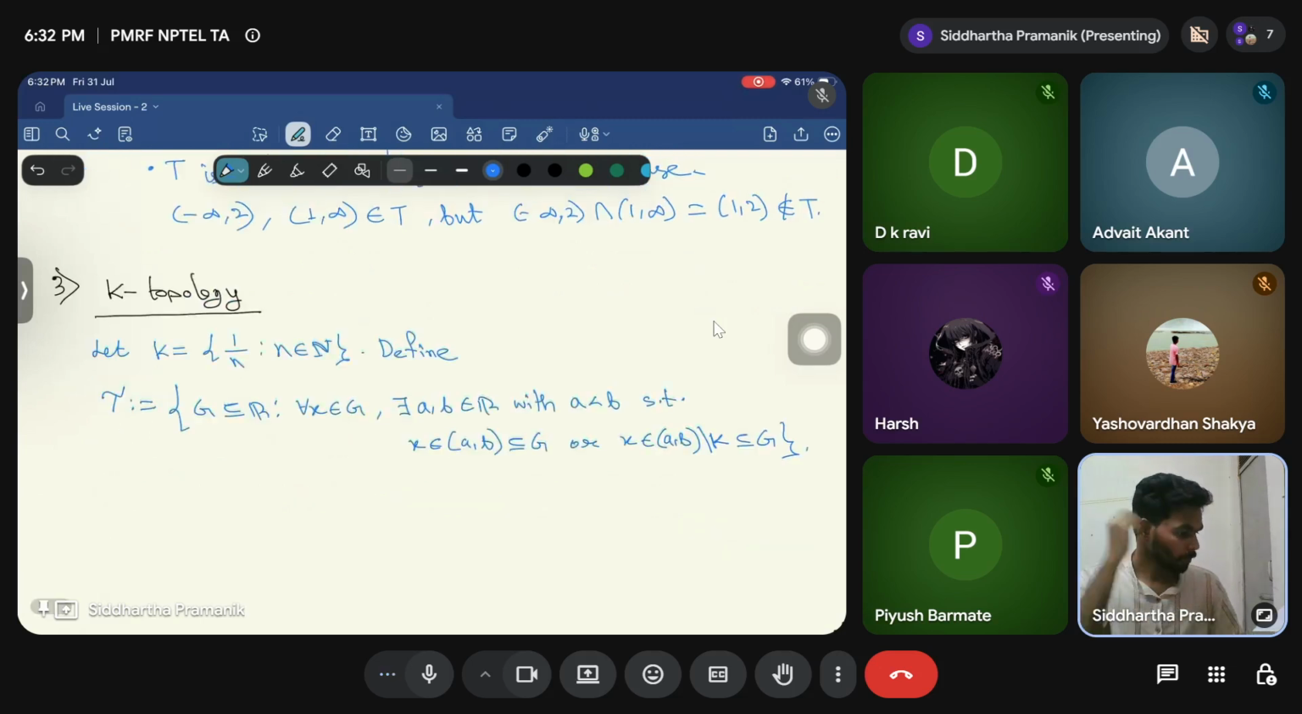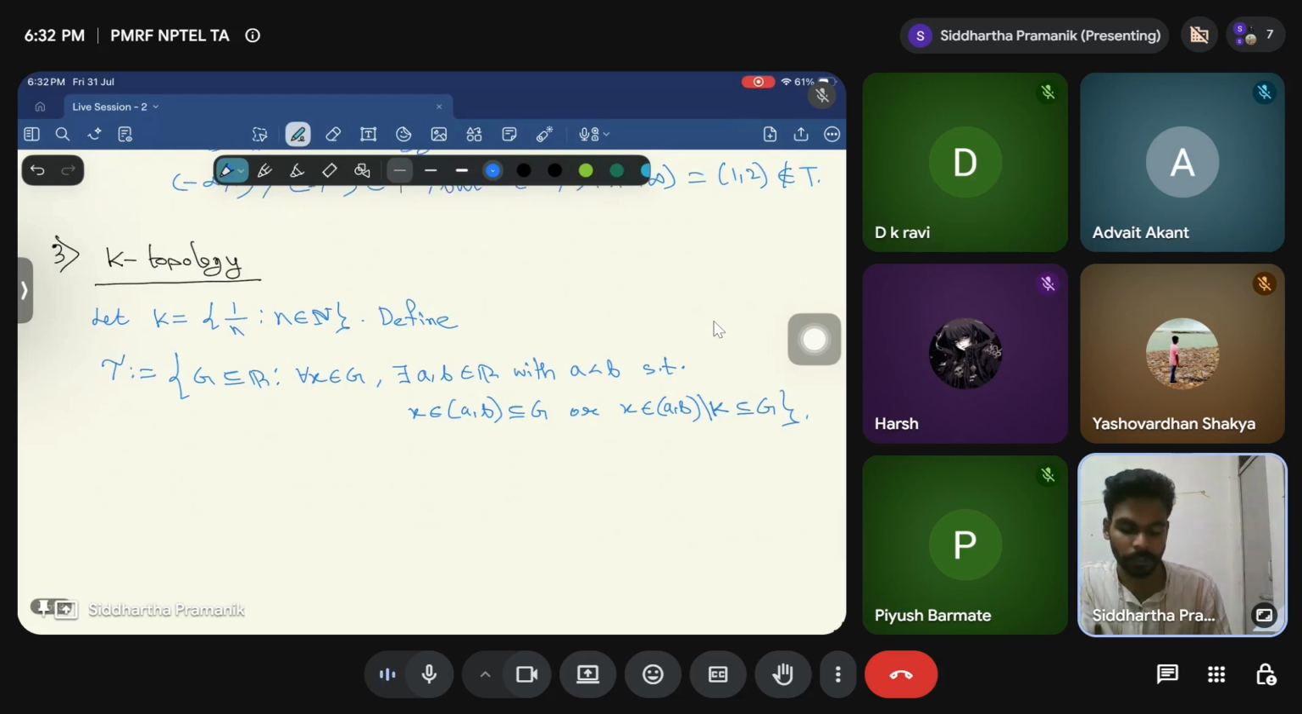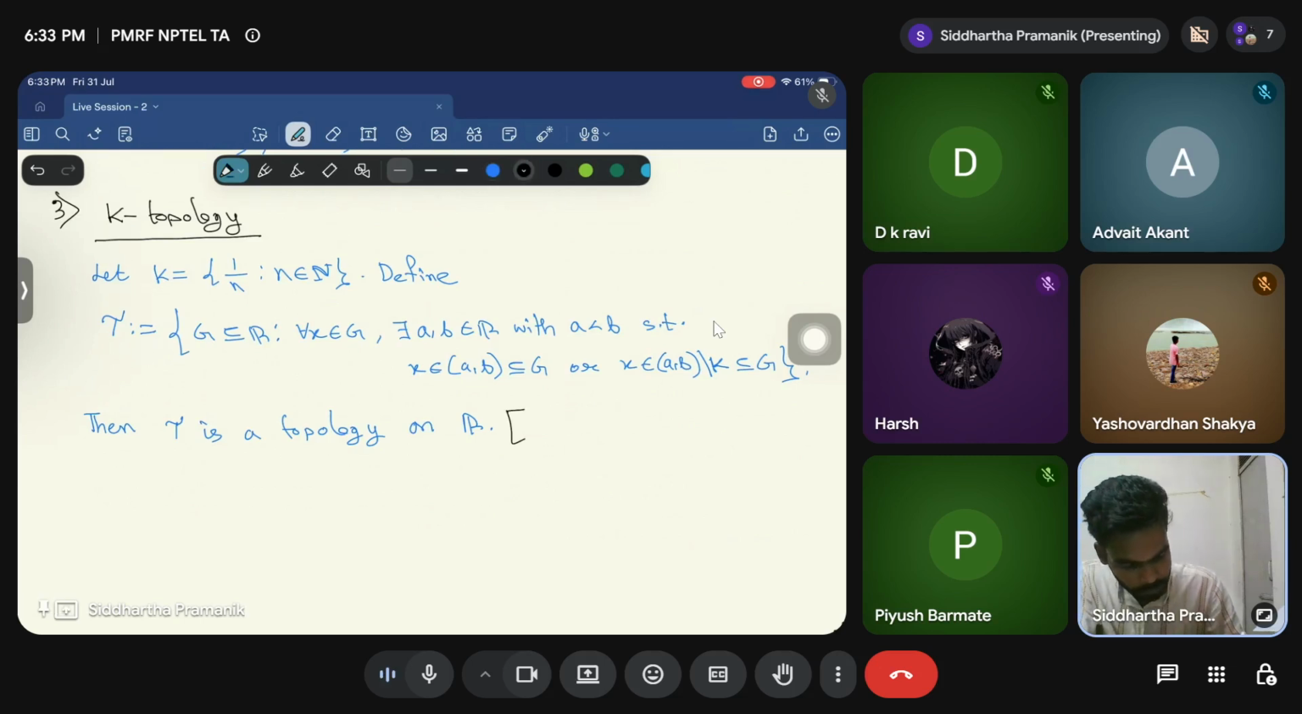Now, this tau will form a topology. It is not very difficult to check. I think in the upcoming lectures also you will see it, but in a different way. So I will not prove that it is a topology; I am just leaving it to you. And tau is a topology on R, and this is known as the K topology. So just try to prove this. This is not a difficult thing, just a routine check.